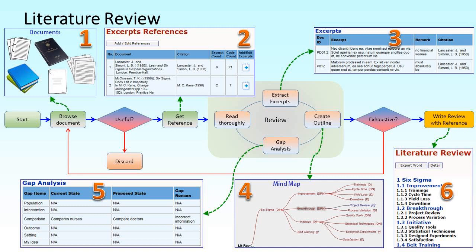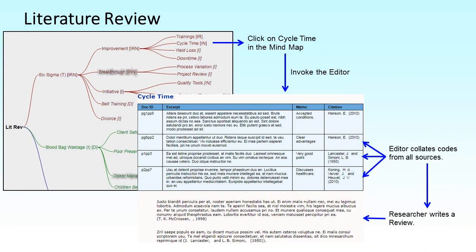When a code is clicked, all relevant excerpts from different document sources are collated and the student can write a review. Gap analysis can be conducted on every code. As all codes are reviewed, the literature review is automatically compiled. Here is an actual example of how AsterWrite helps the student to write the literature review. Clicking on the code mind map invokes the editor. The editor displays all excerpts relevant to the code. The researcher can now write the review.